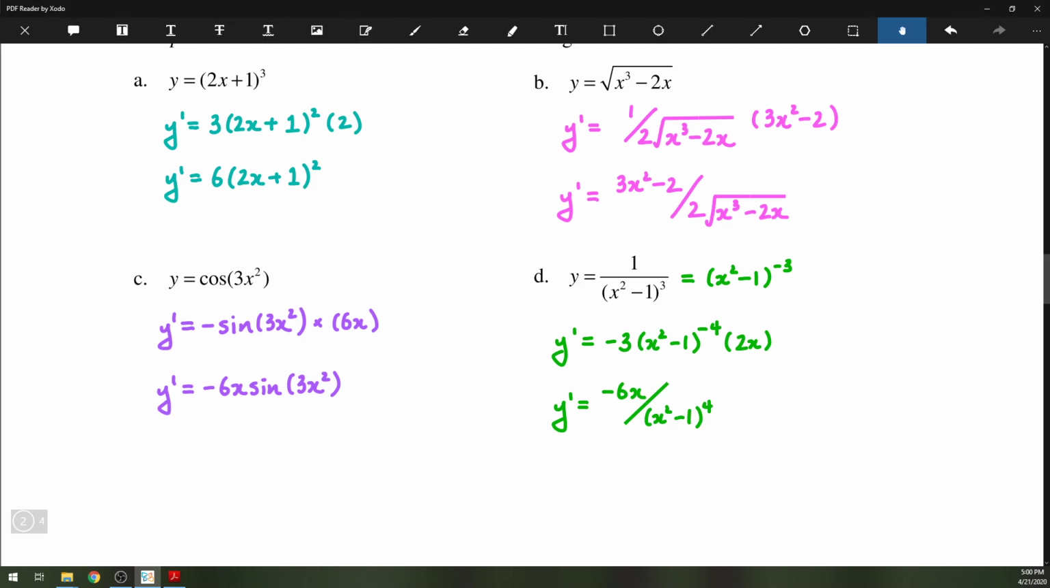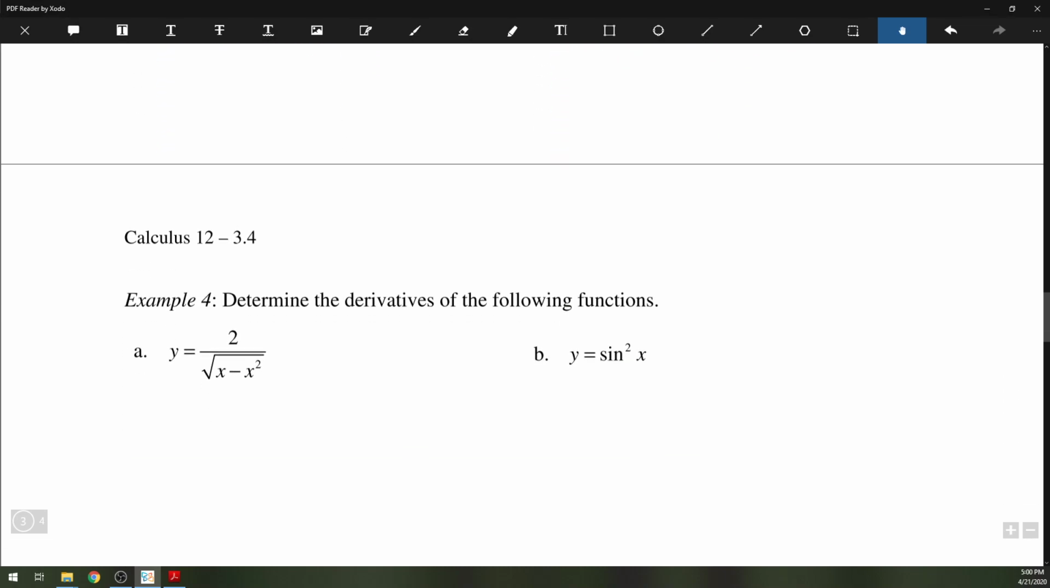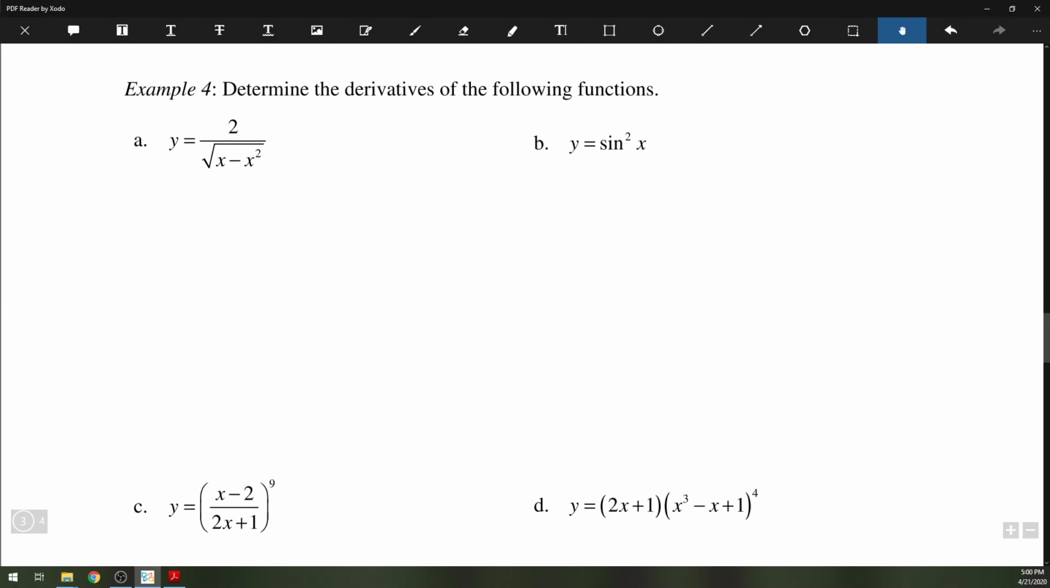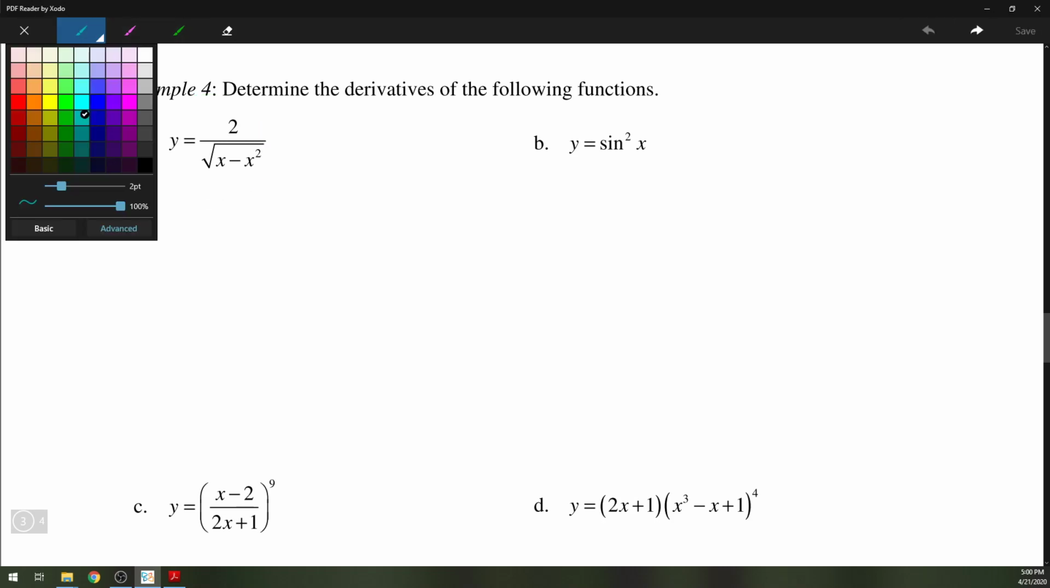Okay, so from there, I just want to show you a couple more examples that are a little bit more tricky. This first one is not too bad. It looks like you might have to apply the quotient rule and then the chain rule, but you don't really have to, because you can do the following.